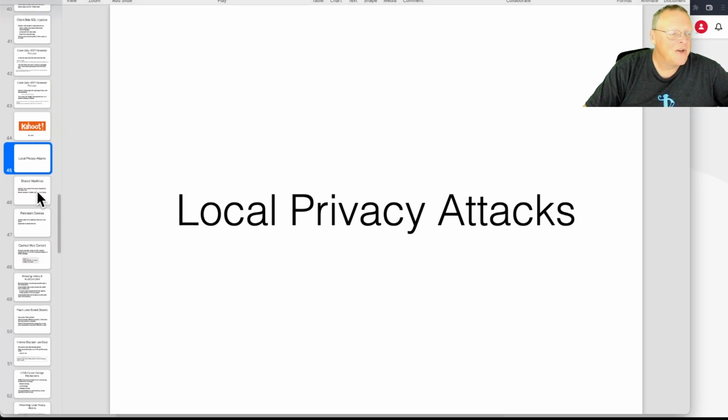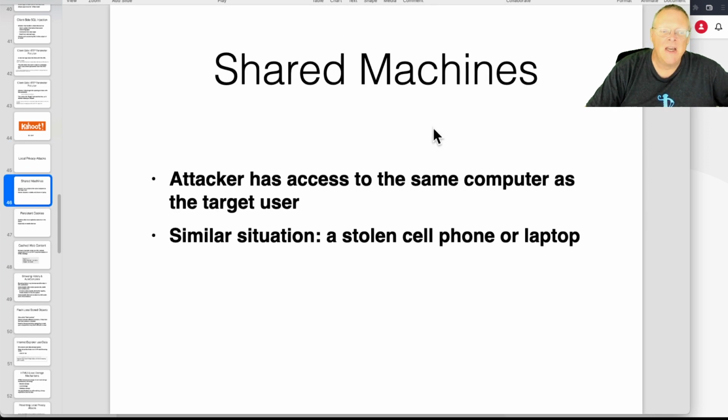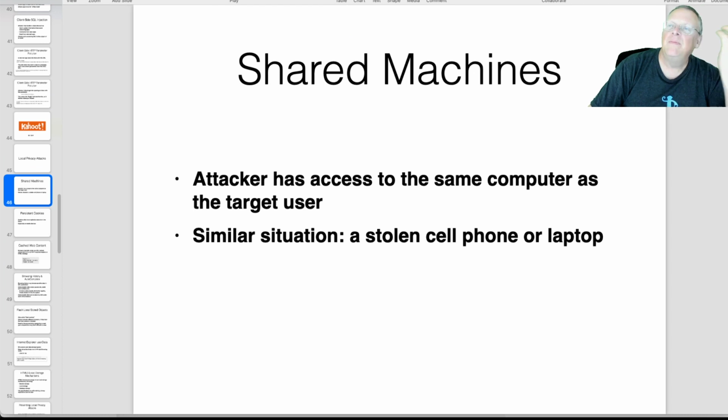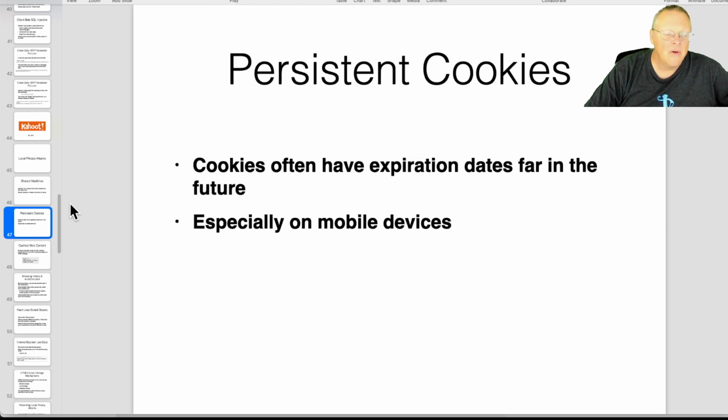All right. So local privacy attacks. Things that might cause your data to end up in somebody else's hands. If you're going to have access to the same computer, like a shared computer in a lab, or if you steal a cell phone or a laptop, that's one option. And then you might wonder what's going to happen.